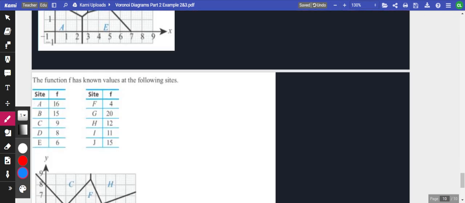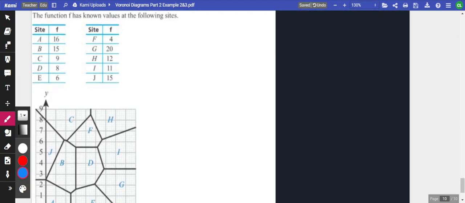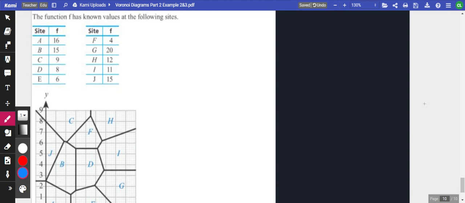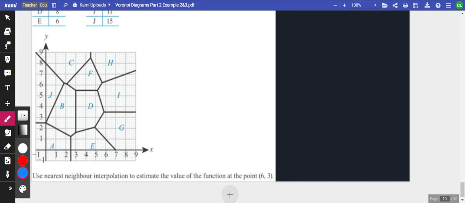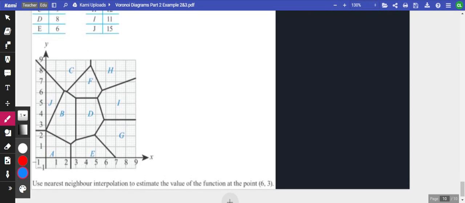What that looks like in math: here we have the function f with known values at the following sites. At site A, which we can't see at the moment, down here, it has an answer of 16, site B, 15, site I, 11. Then when it asks us to use the nearest neighbor interpolation to estimate the value of the function at the point (6, 3), we need to figure out what cell the point (6, 3) is in. So we go over to 6, up to 3, so that's the point right here.